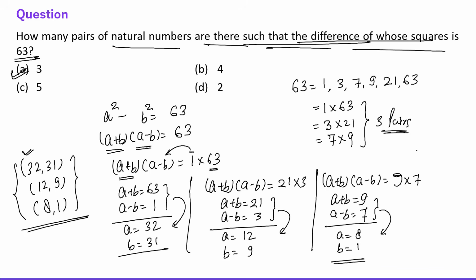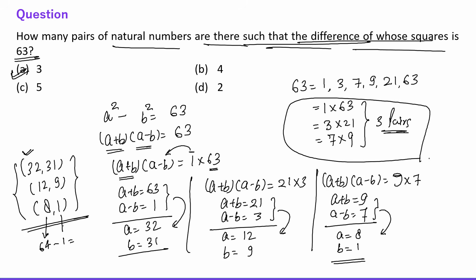Actually we have solved the question already, but I just wanted to show you the numbers also so that you can check whether we are getting the right answer or not. If you want to cross verify, let's say 8 and 1. 8 square is 64, 1 square is 1. So the squares of 8 and 1 are 64 and 1, and their difference is 63, right? So this is verified. Similarly, you can verify the other two pairs as well. Now let's move to the other question.